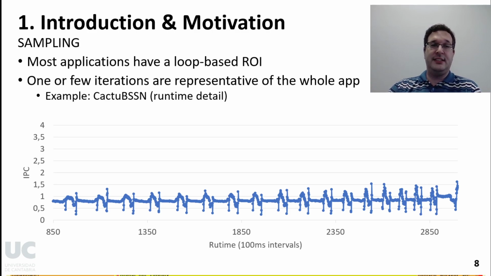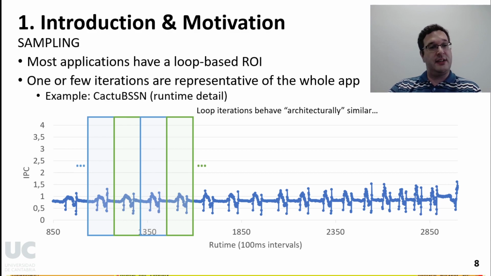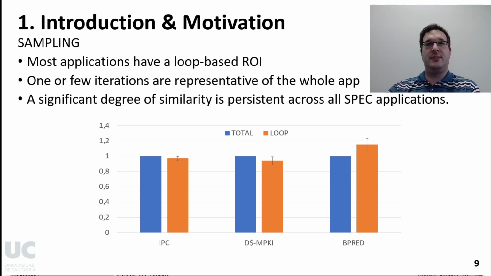Studying this region of interest in detail, we have verified that the architectural behavior of each iteration of this loop is quite similar to the rest of the iterations. To illustrate this, we show in this slide the measured instructions per cycle in 100 millisecond intervals. As can be seen, there is a repetitive pattern matching each iteration, and there is no substantial difference between any 2 iterations. This is not an isolated effect, and if the same evaluation is performed for all the SPEC applications, similar results can be observed.